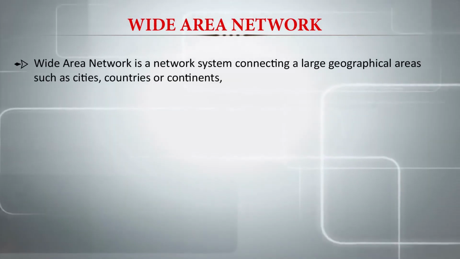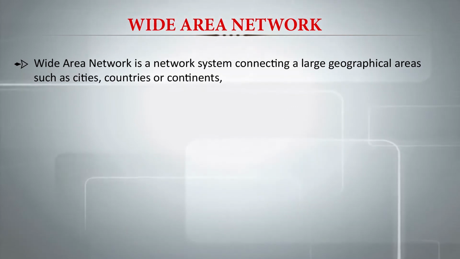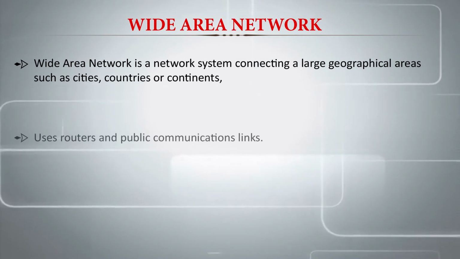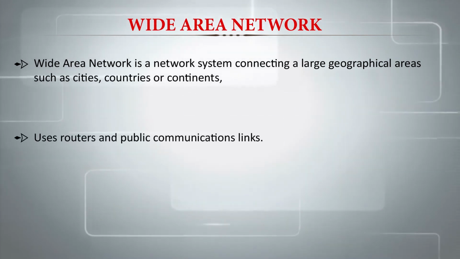So you have seen some examples of a local area network running in your organization itself, or metropolitan area networks. For example, most of the cable networks, where they have laid down cables all over the city, provide internet and many other kinds of services. Let's move to the wide area network now. A wide area network is a network system connecting large geographical areas such as cities, countries, continents. It uses routers and public communication links.